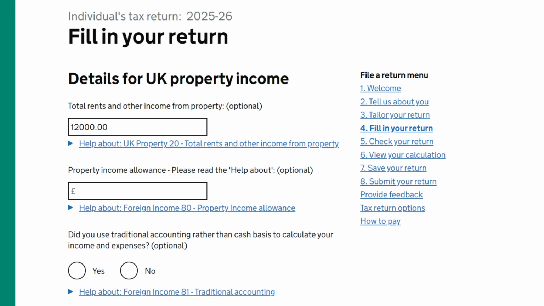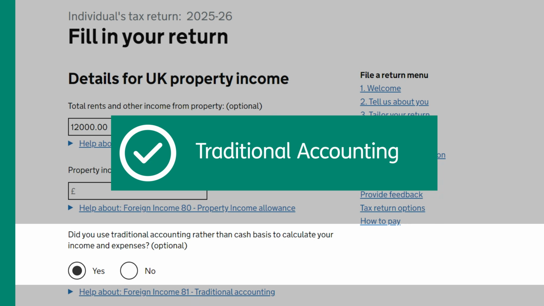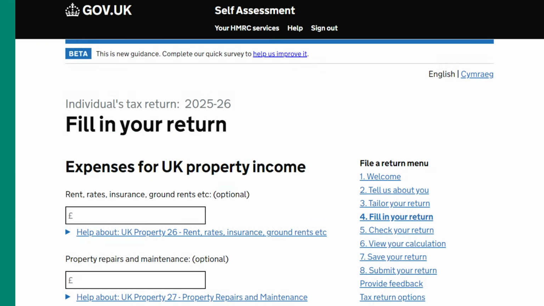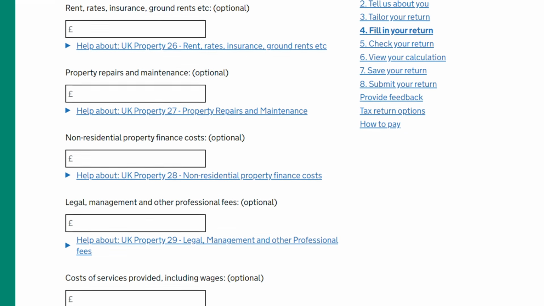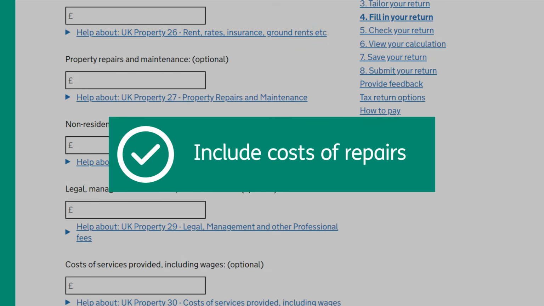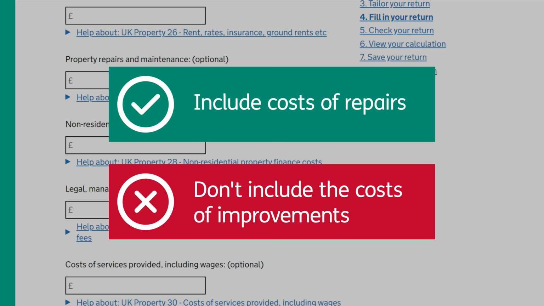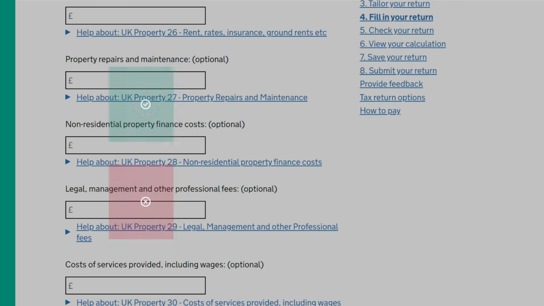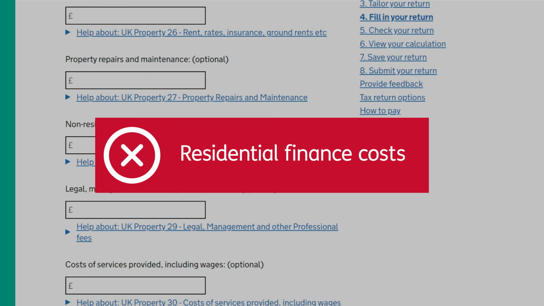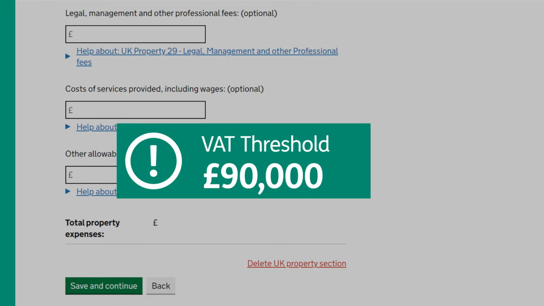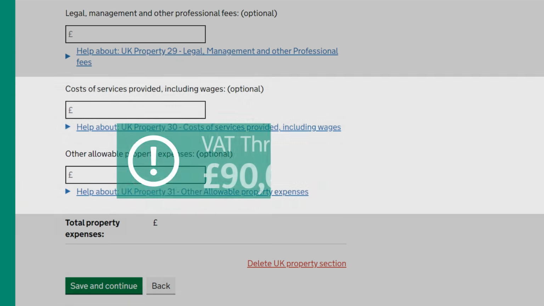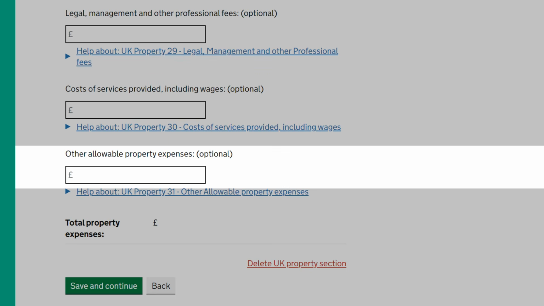You also need to tell us if you're using traditional accounting. That means you record income and expenses when you invoice customers or receive a bill. If you're not claiming the property income allowance, enter your running costs here. You can include the cost of repairs, but not improvements or upgrades. Don't include any residential finance costs on this page. If your total annual income is below the VAT threshold, add your total running costs here.